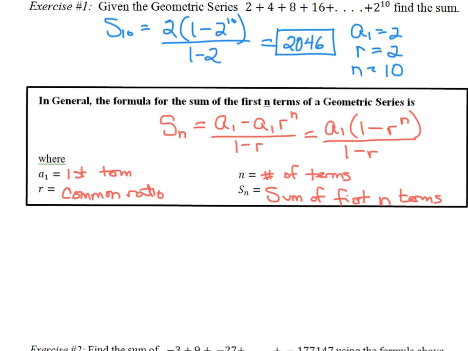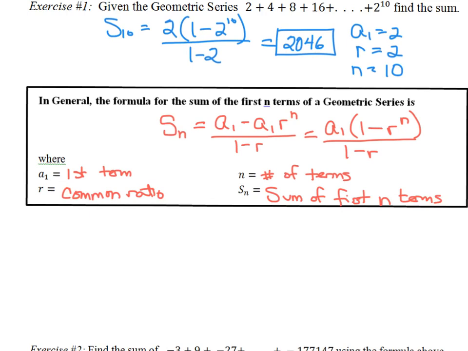So another way of writing this formula is to factor the A1 out of the numerator and write it in front of the factor 1 minus r to the n. You'll notice that that's actually what we did for the example above. The first term was 2, then I had 1 minus the common ratio of 2 raised to the nth power divided by 1 minus the common ratio. Again, remember A1 stands for the first term, r stands for the common ratio, n is the number of terms, and Sn is the sum of the first n terms.